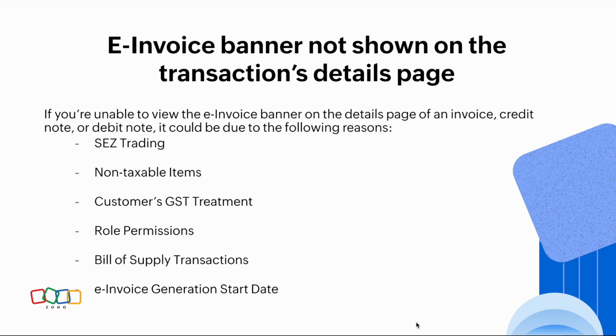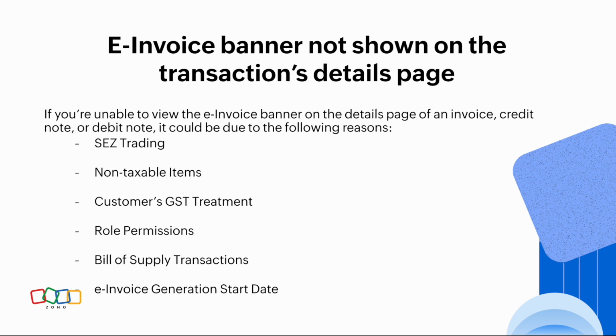The e-invoice banner or Push to IRP button will not be shown in the following cases. If your organization is into SEZ trading, then you will not be able to generate e-invoices. Hence, the Push to IRP button will not be shown. And also, if there are any non-taxable items involved in the invoice or credit note, then it is not eligible for e-invoicing, so the Push to IRP button will not be shown.